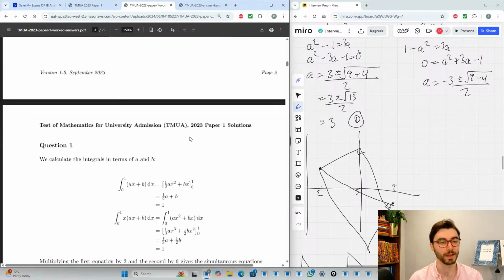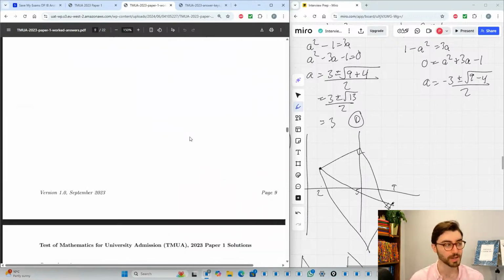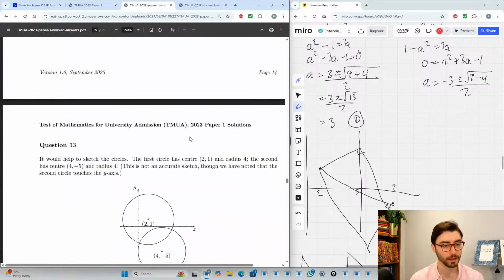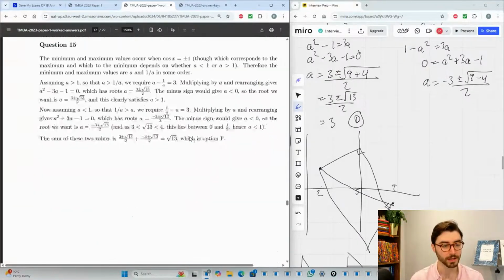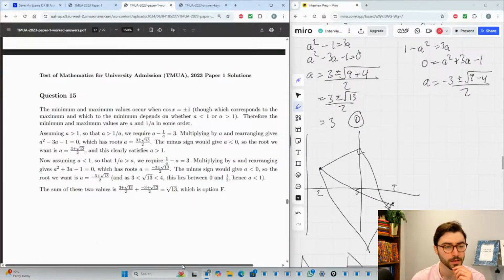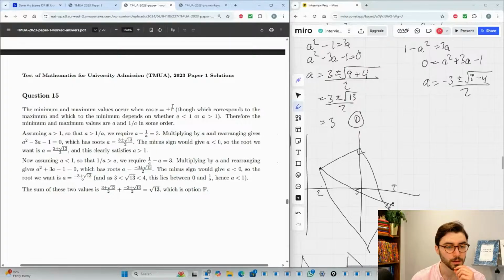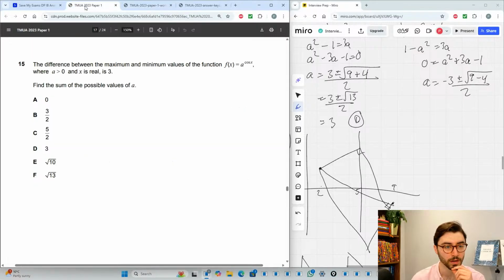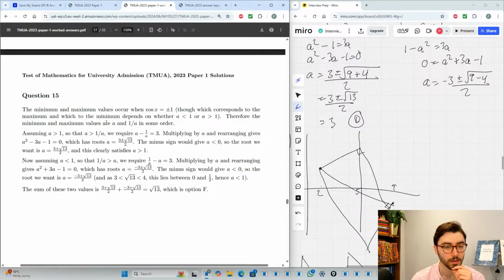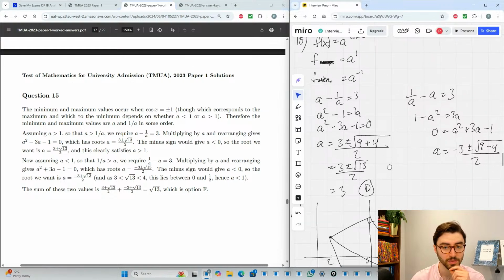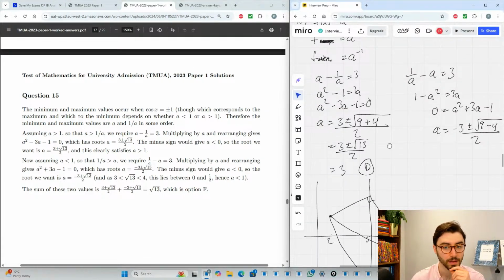Right. What am I doing? Take me out of my misery. Here. I got that. Assuming A is bigger than 1. We get that. Yep, so we get this quadratic. So I knew I was on the right path.